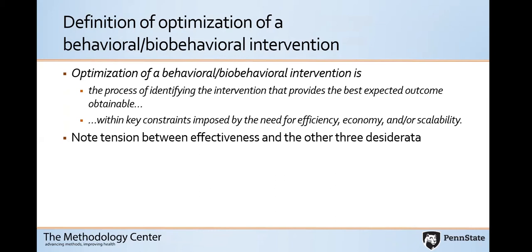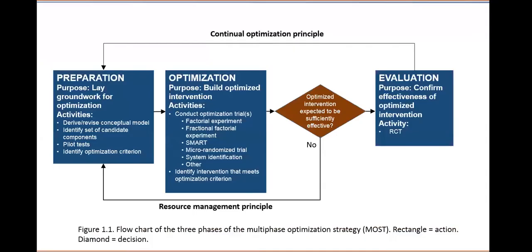And one of the important features of optimization is that it acknowledges the reality that there are these constraints. And the framework here is to do the very best you can while acknowledging these constraints and coming up with realistic interventions. Here is a schematic of the multi-phase optimization strategy.